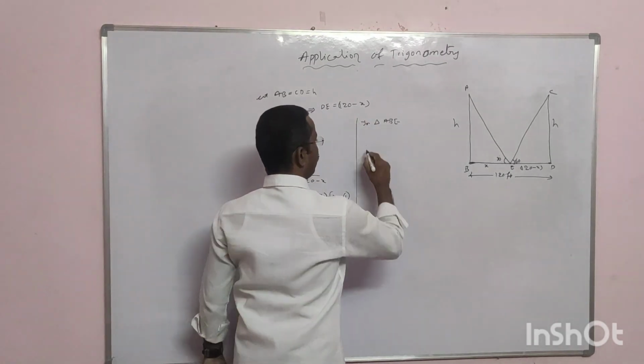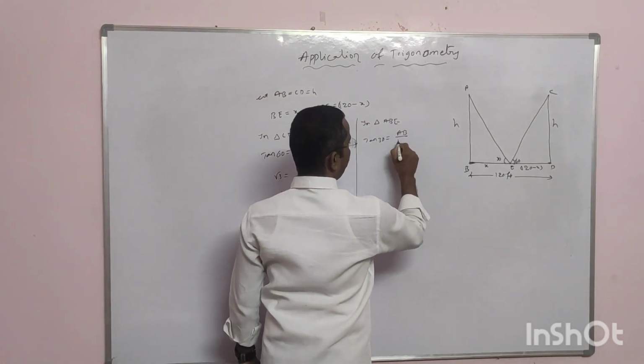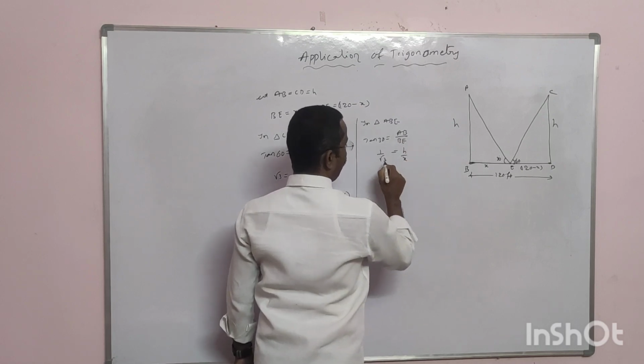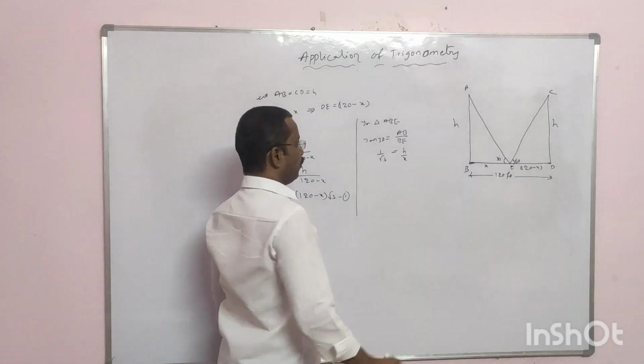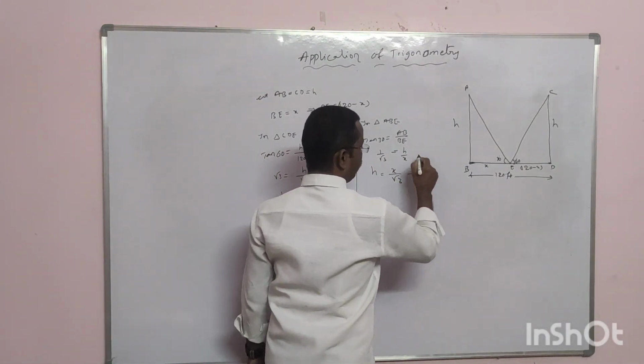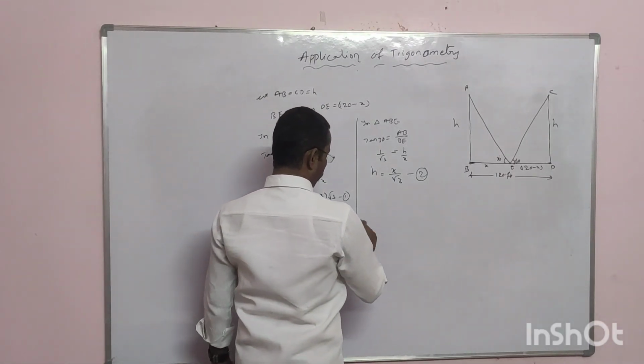Next, in triangle ABE. ABE. Again, you take tan 30. Tan 30 is equal to what, Nana? AB by BE. Ante H by x. Tan 30 value how much? 1 by root 3. Appo H is equal to what? X by root 3. Say it as 2. And as usual what we do so far? 1 is equals to 2.